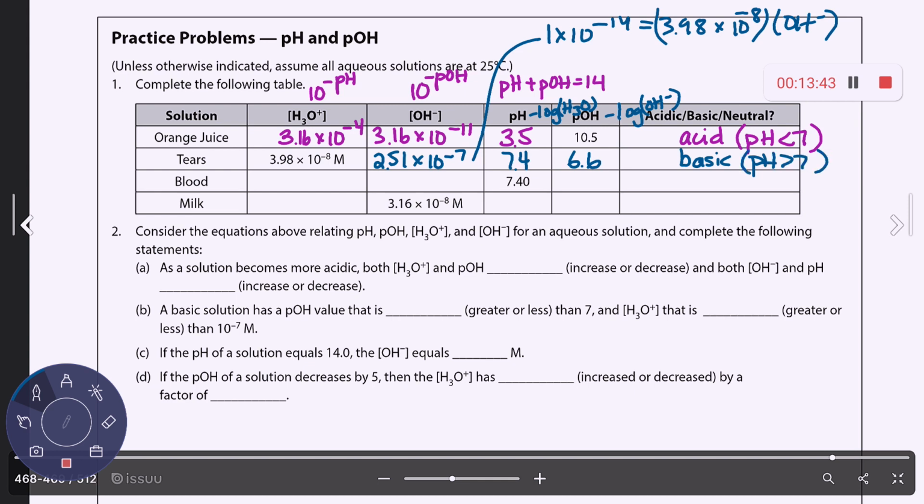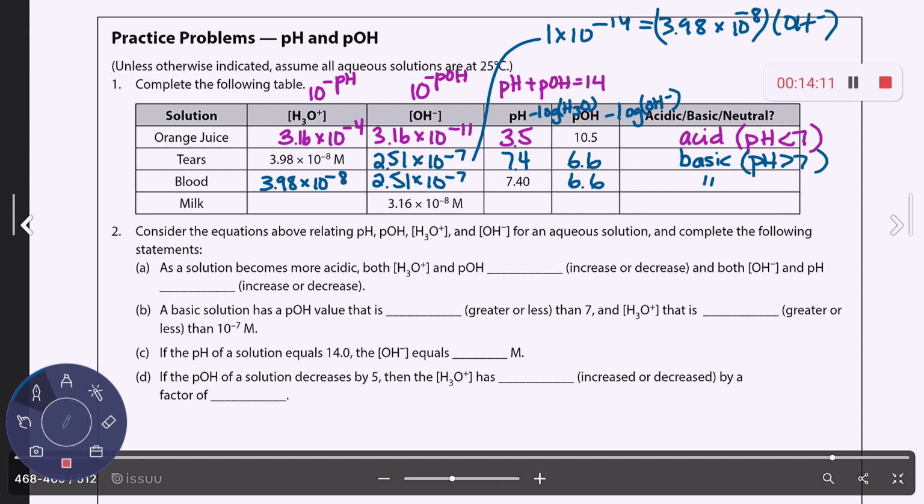Okay, blood. 3.98 times 10 to the negative 8. Okay. Yeah, and then 2.51 times 10 to the negative 7. Then 6.6. Okay. And this is basic. Okay. Milk. Anyone?